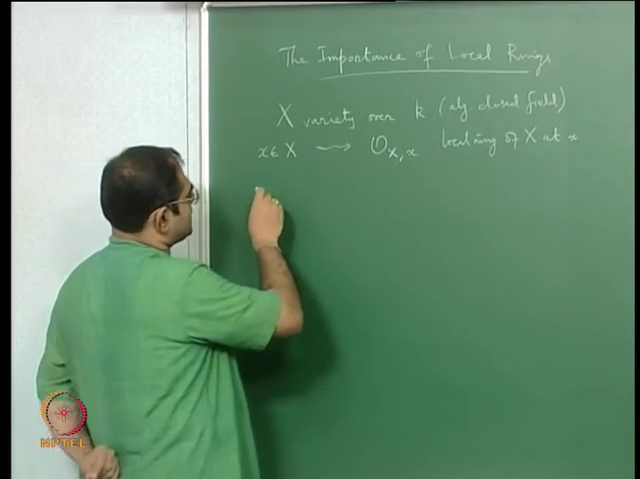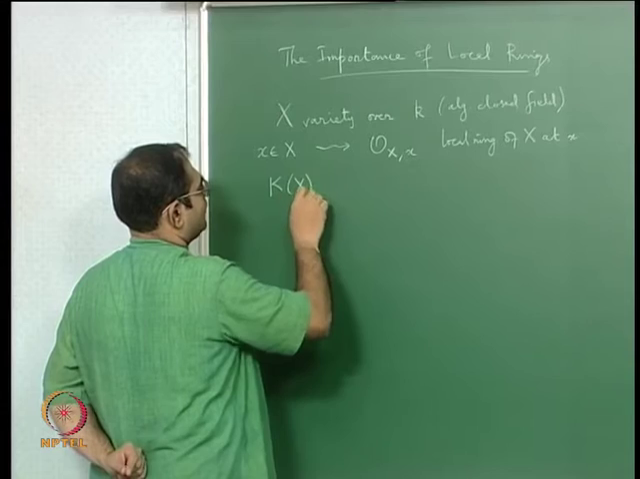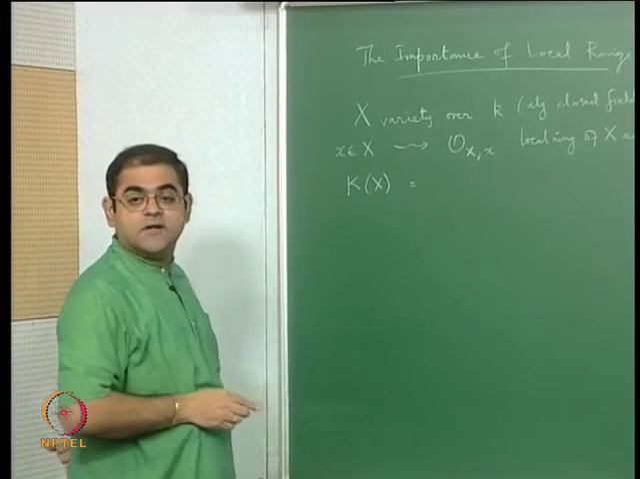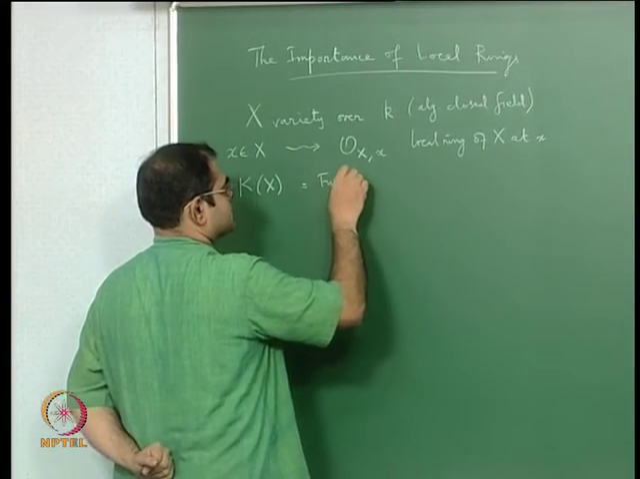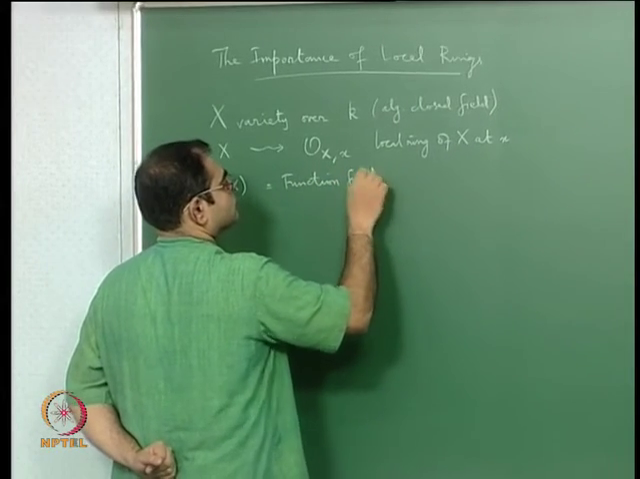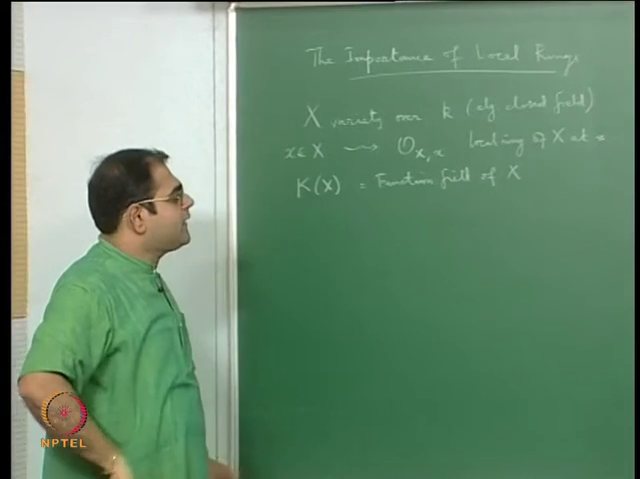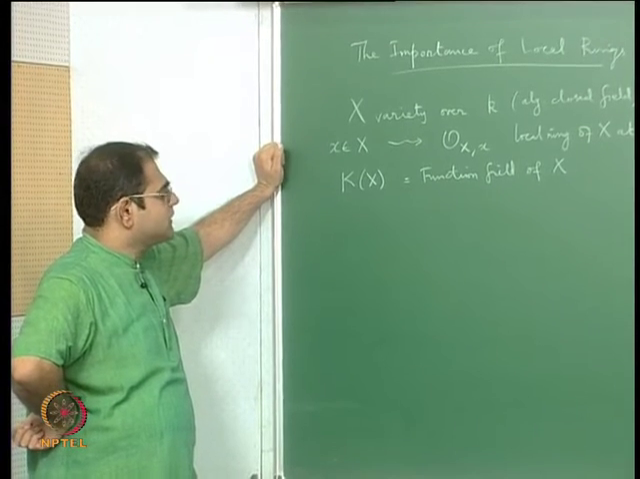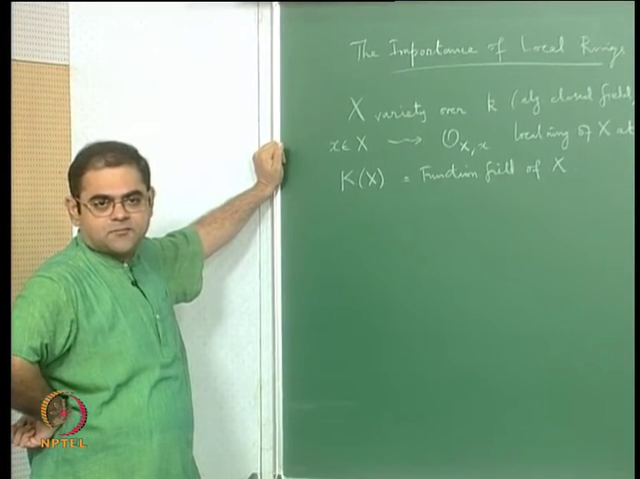Then we have also defined Kx, which is the so-called function field of X, okay. And we have seen that Kx consists of equivalence classes of rational functions, namely regular functions which are defined not on all of X but on an open subset of X, okay. And of course the equivalence is that two functions are equivalent if they coincide on the intersection of their domains of definition.